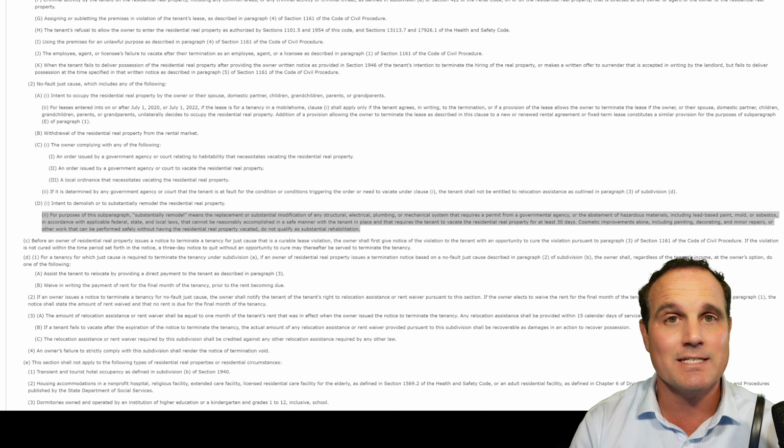Again, it specifically says it can't just be cosmetic. And what if a landlord decides to use a substantial remodel loophole just to get tenants out, doesn't do any work, puts it back on the market, or maybe does cosmetic work? Check out this next section.